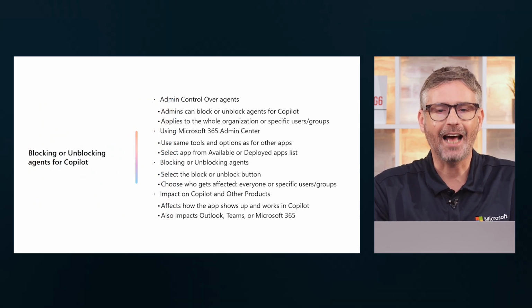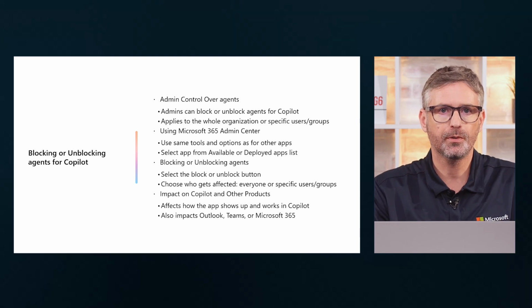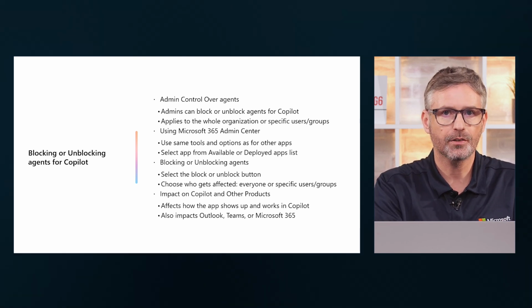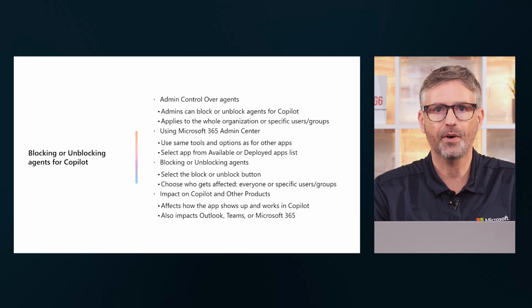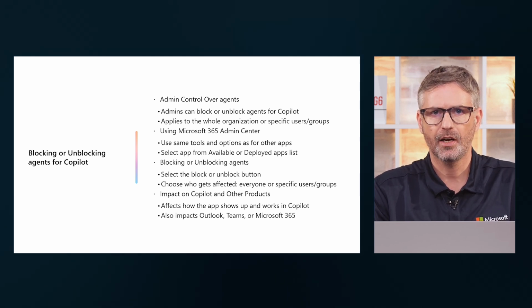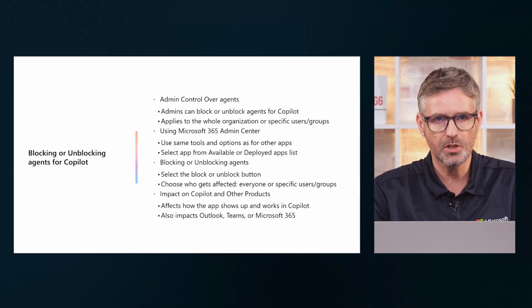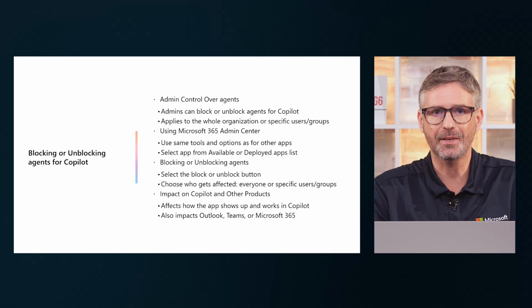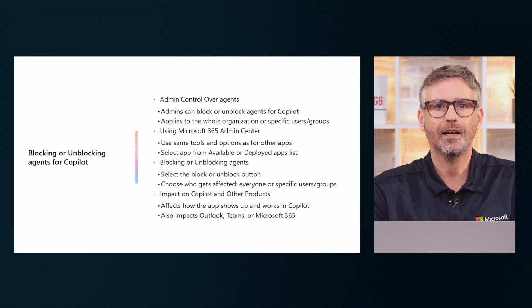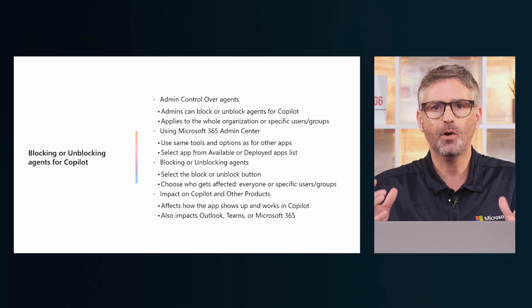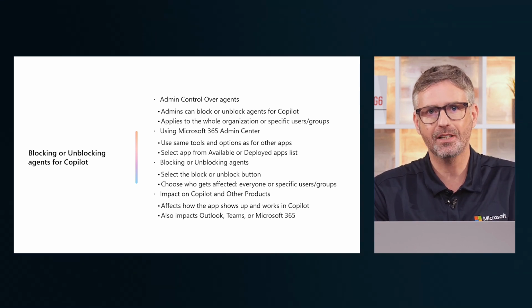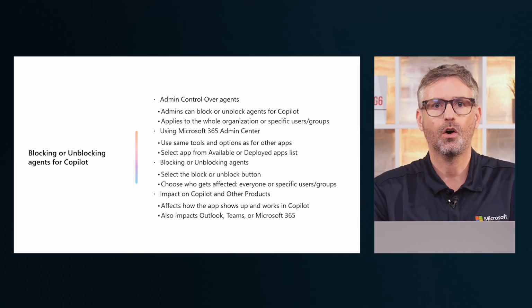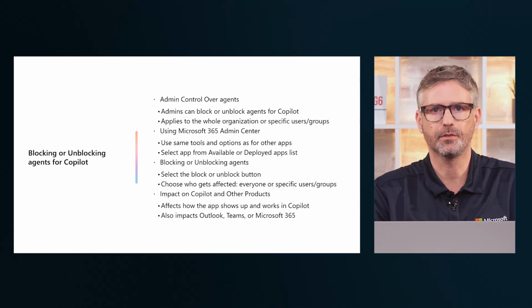If you are an admin, you can also stop or allow agents for Copilot for your whole organization or specific users or groups. And you can do this by using the same tools and options that you use for any other application in the Microsoft 365 Admin Center. You can pick an app that works with Copilot from the available apps or deployed apps list and click on the block or unblock button.